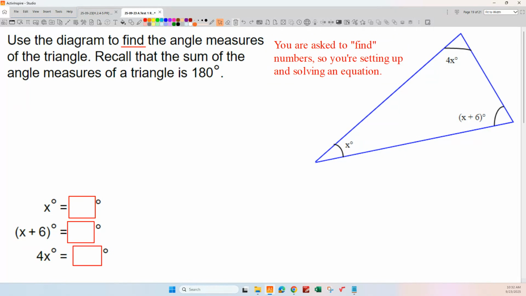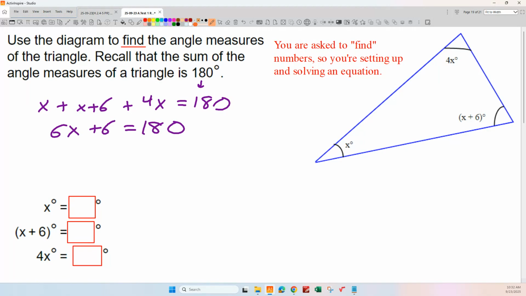So what would my equation be? Tells me that angle is x degrees, that one is x plus 6 degrees, and that one is 4x degrees. Add them all up to equal 180. There you go, right? So we're going to get x plus 6 plus 4x equals 180. Good. Now I've got an equation. I can just solve it. If I combine like terms, how many x's do I have total? 6. x plus 4x. 6x plus 6 equals 180.